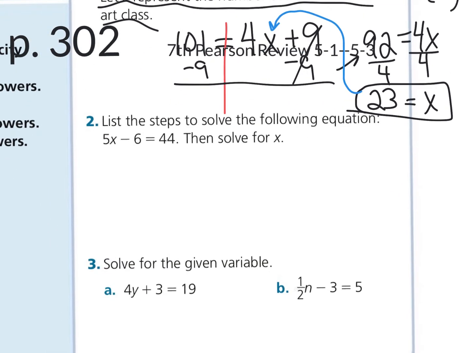Two just asks about what steps we would do. So for that one, they're subtracting, so you could add 6 on both sides of the equation, and then they're multiplying, so you could divide by 5 on both sides. We're not going to go through that one here, but if you work that out, you should get X equals 10.